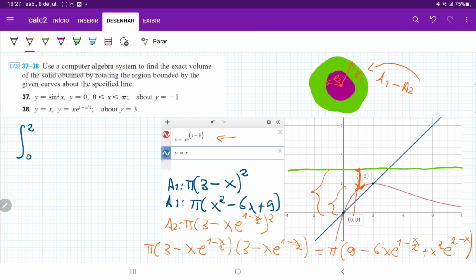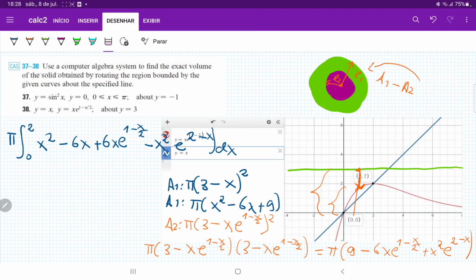So all we have to do now is get a1 minus a2. This is going to be quite lengthy, so let's do that. We're going to put pi outside, and then do a1 minus a2. So a1 is x squared minus 6x, and here we're going to have plus 9 minus 9, so these disappear. So we're just going to have minus a2, so minus is plus: plus 6x e to the 1 minus x over 2, and then minus x squared e to the 2 minus x dx.